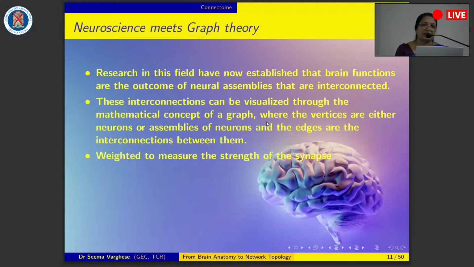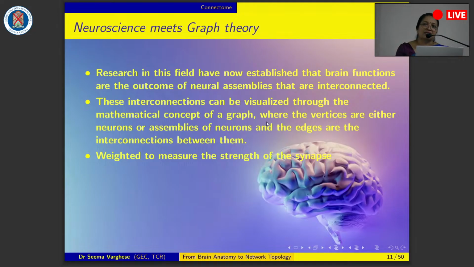So what is the idea? Instead of taking one vertex for each neuron, we try to define a vertex as each area. We have divided the brain into some areas, and for each area you will have a vertex, and if there is a connection between the areas, you will have the edges also.